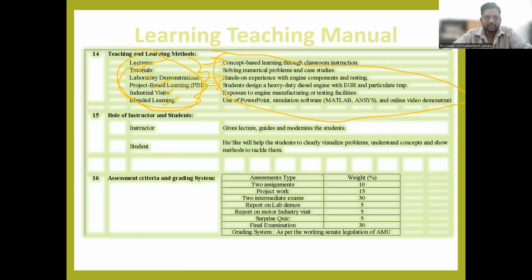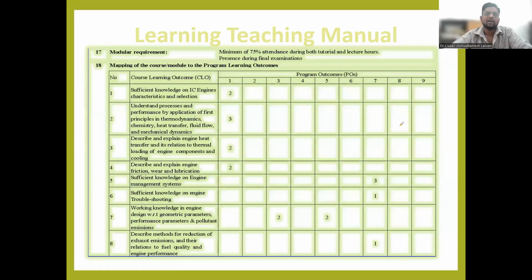Again, the roles of instructors and students are already available in our curriculum. And again, assessment criteria and grading are in the curriculum itself, so you have to follow that strictly. These things I also obtained from our harmonized curriculum. And here the module requirement is given as a minimum of 70% in the curriculum.